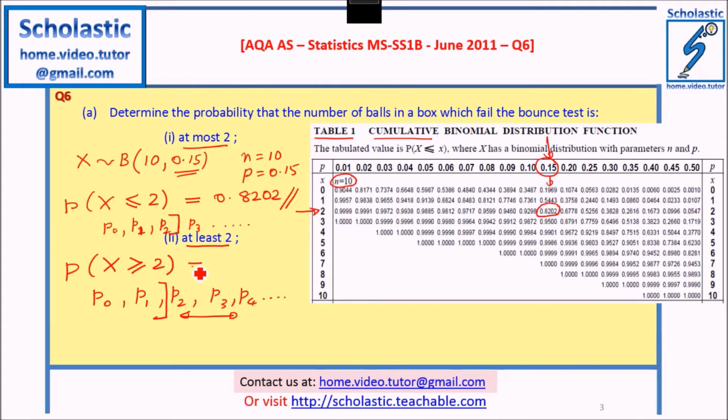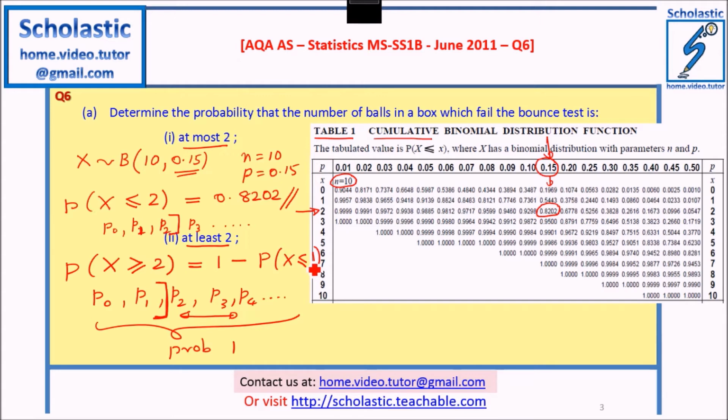So if you add all these, we get the probability of 1. That is, the total probability is 1, for all the possible failures. So out of those total probabilities, we need to take away this one. That means we need to subtract the probability of X less than or equal to 1. Please note this condition, because we need to take 2 into consideration, but we are eliminating P0 and P1.